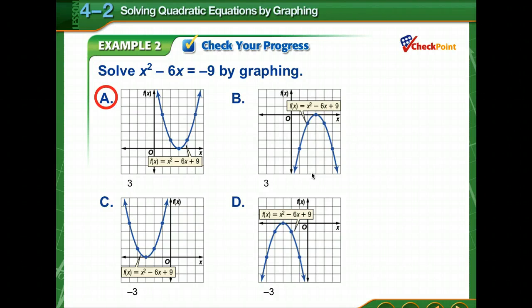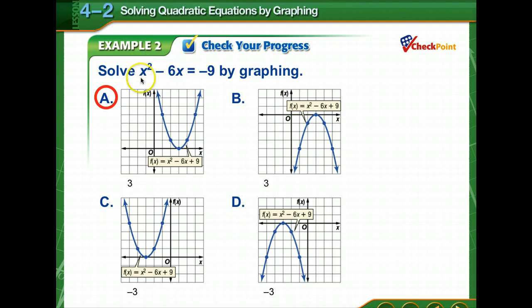Did you start by adding 9 to both sides so you can get it into standard form? And then our negative b over 2a, so the opposite of negative 6 over 2 times 1. So negative 6 divided by 2 is a negative 3, but the opposite would be a positive 3. So we know that we're going to have a vertex where x is 3.